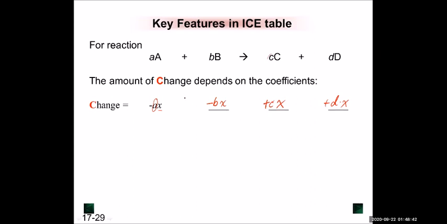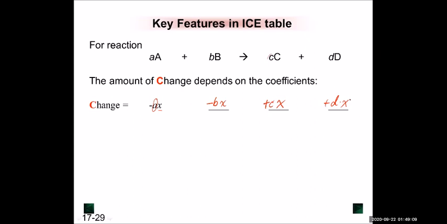If you figure out the change, set up the formula for change, you can easily write down your equilibrium concentration. For A, that should be the initial minus the change, and the same with B, initial minus change. And then for the product, same thing, the initial concentration plus the change, and so forth for D. So that's basically the ICE table, how we set up an ICE table.